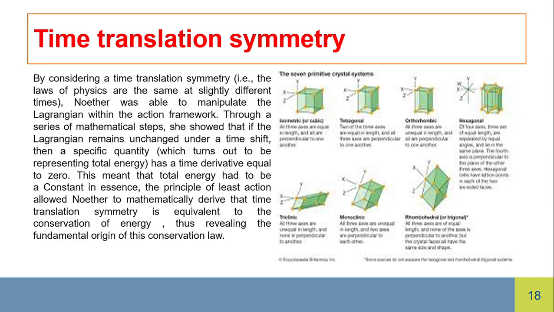So, time translation symmetry, let's talk about it more. By considering a time translation symmetry, that the laws of physics are the same at slightly different times, Noether was able to manipulate the Lagrangian within the action framework through a series of mathematical steps. She showed that if the Lagrangian remains unchanged under a time shift, then a specific quantity, which turns out to represent the total energy, has a time derivative equal to zero. This means the total energy has to be constant in essence.